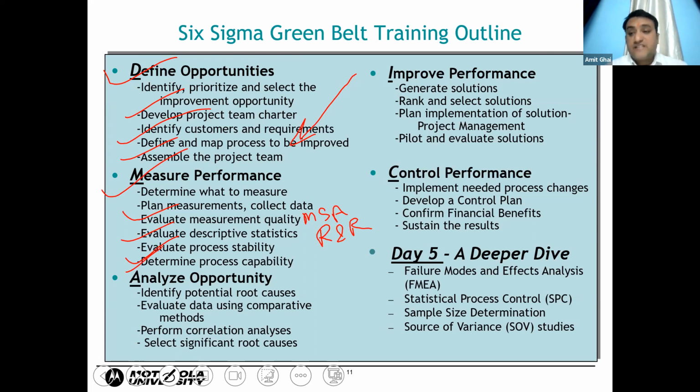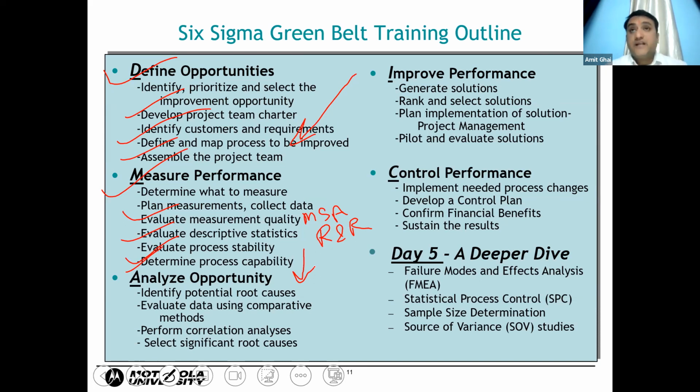These are the 4 or 5 statistical measurements that we do at the measure phase. And then you do a toll gate and you move to the next phase that is called analyze opportunity. This is a very important phase because this gives the right direction to your solutions. Analyze opportunity is the area where you do the potential root cause analysis of your problem.